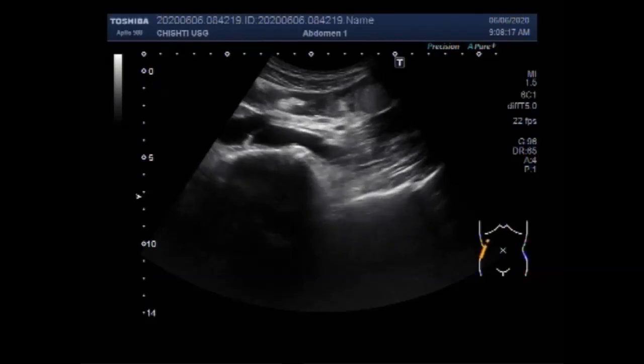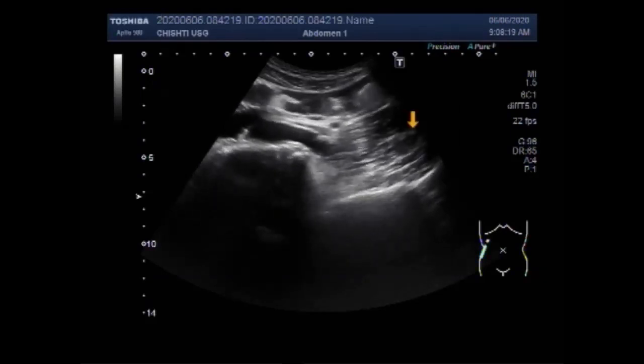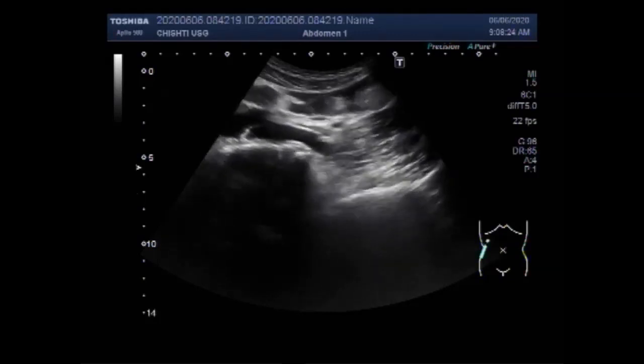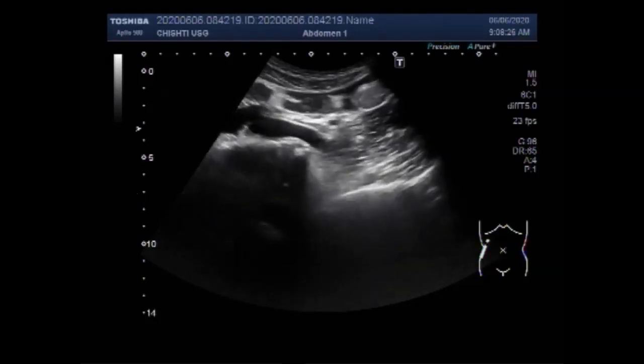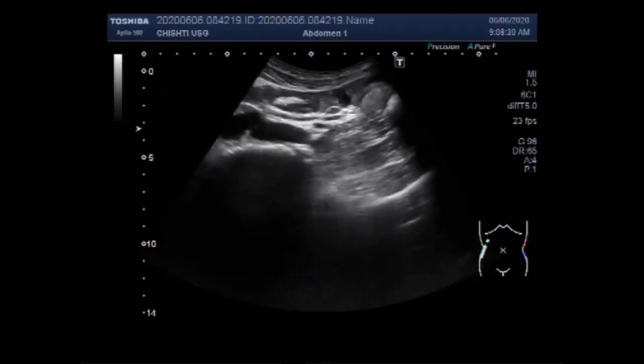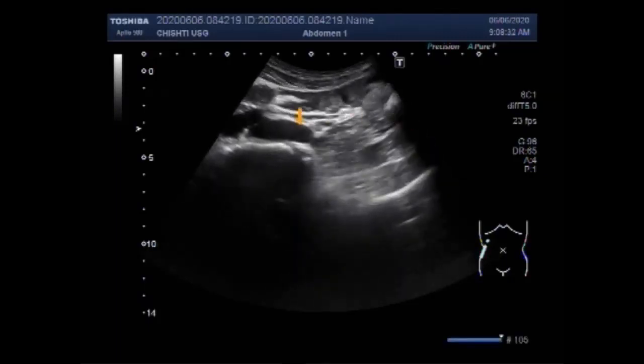And it is very difficult to trace the ureter, but with repeated practice you can master the localization of these ureteric stones. This is the ureter and you will see there is minimum hydroureter.